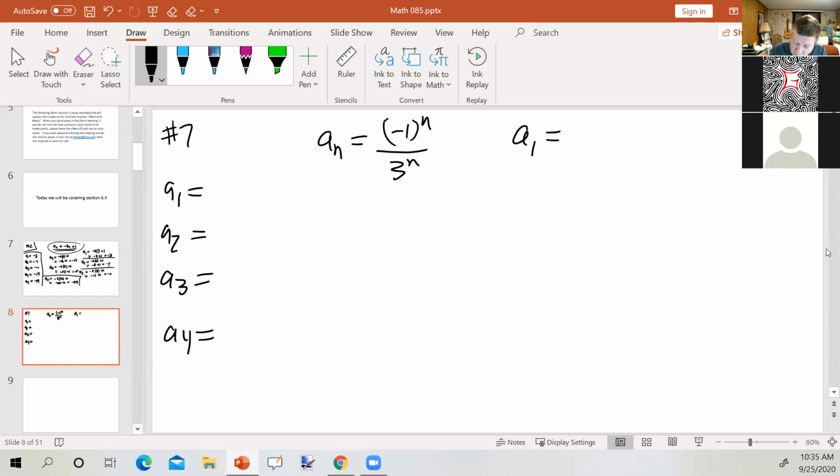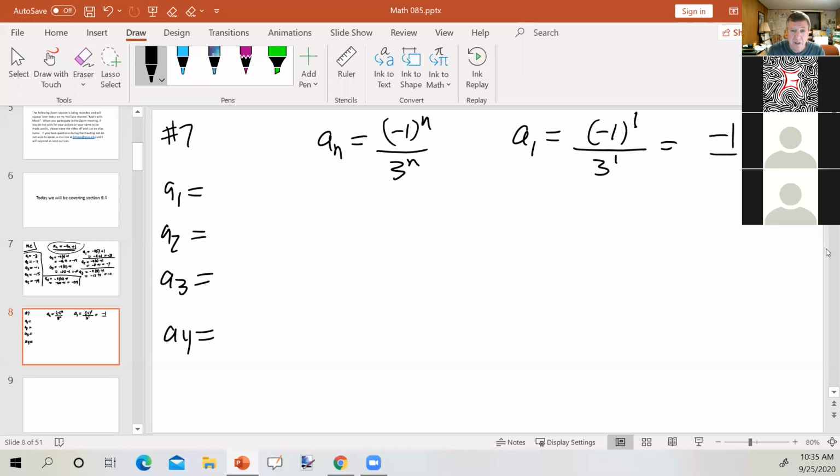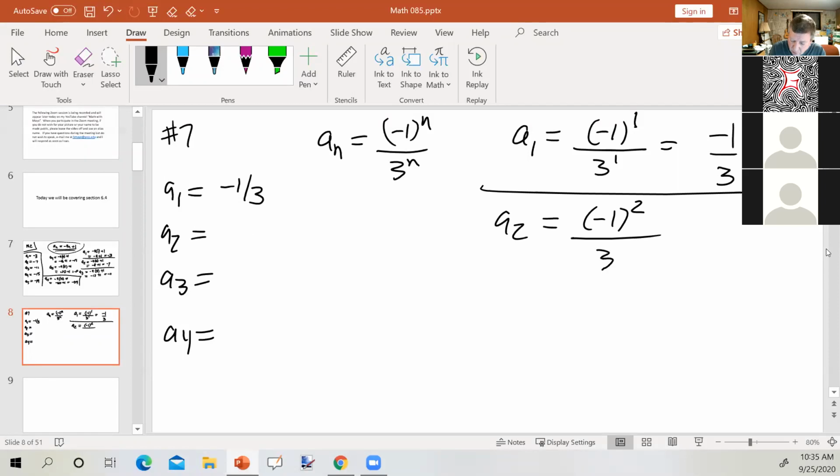So a sub 1 would be -1 to the 1 power over 3 to the 1 power. Well, -1 to the 1 power is -1, and 3 to the 1 power is 3. So a sub 1 is -1/3. Starting over, a sub 2 would be the quantity -1 squared over the quantity 3 squared. Well, -1, the quantity squared, is -1 times -1, which would be a +1. 3 squared is 9, so a sub 2 is 1/9.